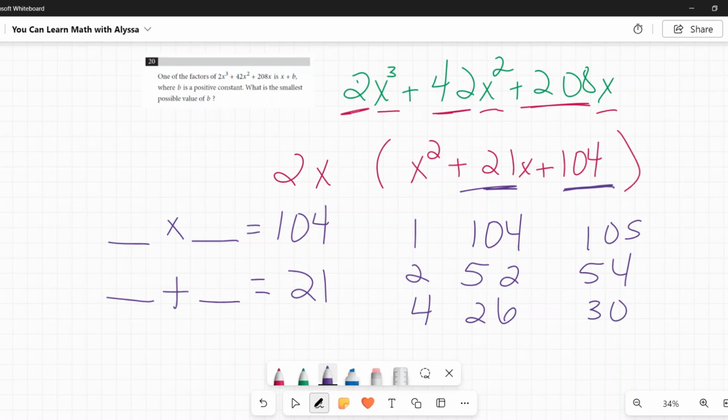That's 30. That's not it, but we're getting closer. Those numbers that we're adding to are getting smaller.